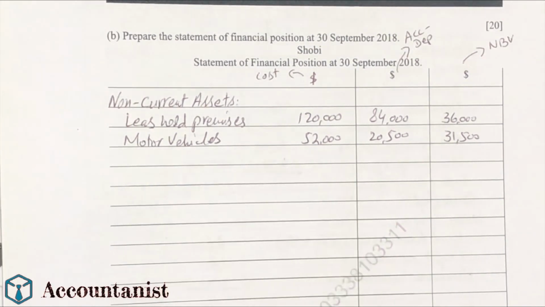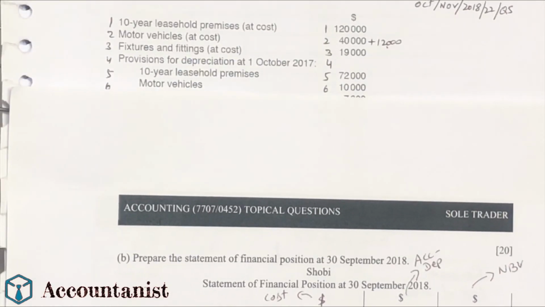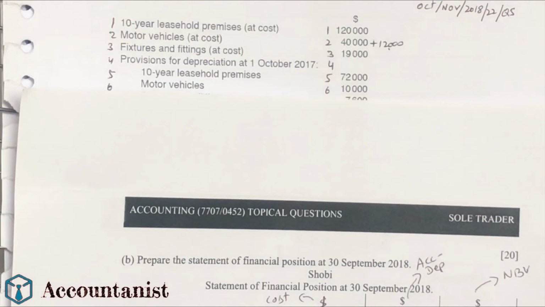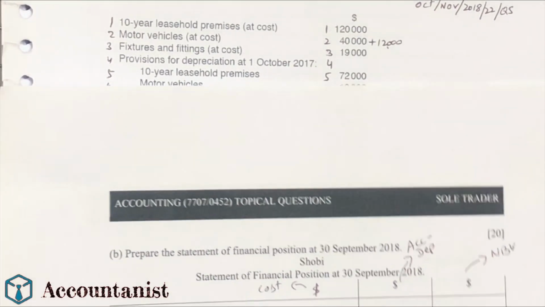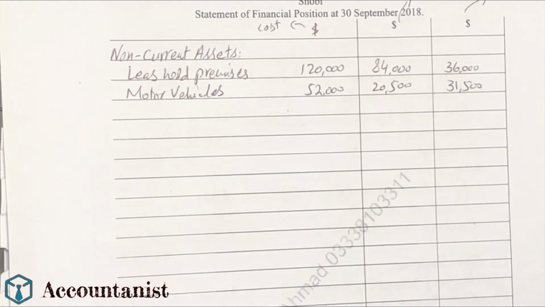Now the third asset that we have in the question is the fixture and fittings. Fixture and fittings had a cost of 19,000, so I will write it down: fixture and fittings.